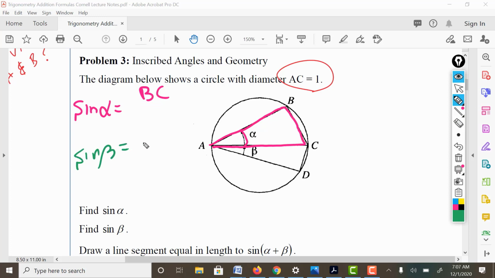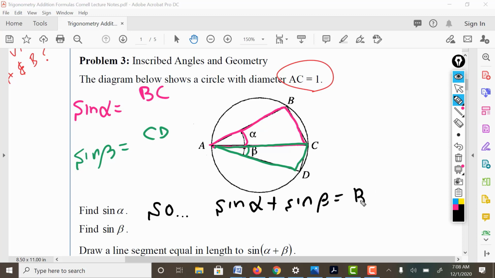Sine of beta, here's beta. But once again, A over C is 1. And instead of putting all that, we could just put that it's CD. With that being said, sine of alpha plus sine of beta would be BC plus CD, right? Because sine of alpha is BC and sine of beta is CD.